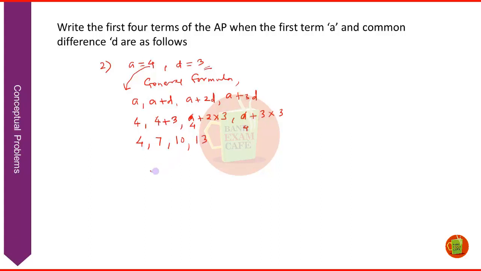So if you see this, the difference is what? 3. 4 and 3, 7, 7 and 3, 10, and 10 and 3, 13. So common difference is 3 and the first term is 4. So the required AP will be equal to 4, 7, 10 and 13.